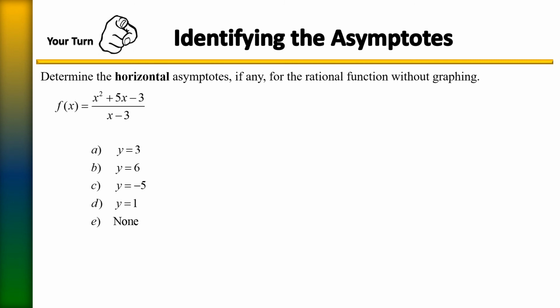Okay, so let's see how you did. Checking the degree of the numerator, it had a degree of 2. The denominator has a degree of 1. And again, this one is top heavy. Whenever the degree of the numerator is greater than the degree of the denominator, that means that you will not have a horizontal asymptote. So the answer is E.